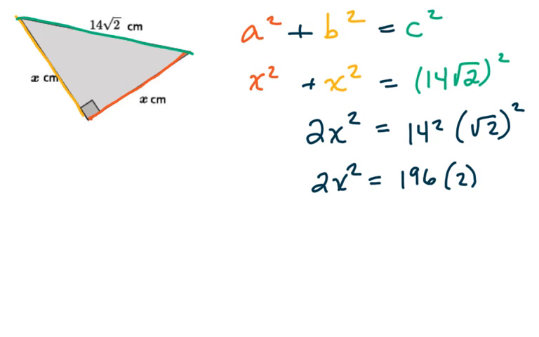So we have x squared plus x squared equals (14 square root of 2) all squared. So on the left-hand side, we have 2x squared, right? So x squared plus x squared is 2x squared. And on the right-hand side, I'm going to sort of pull these pieces apart. So the 14 is squared because it's 14 square root of 2 all squared. So 14 is squared, and the square root of 2 is also squared. So 14 squared is 196, and the square root of 2 squared is 2.